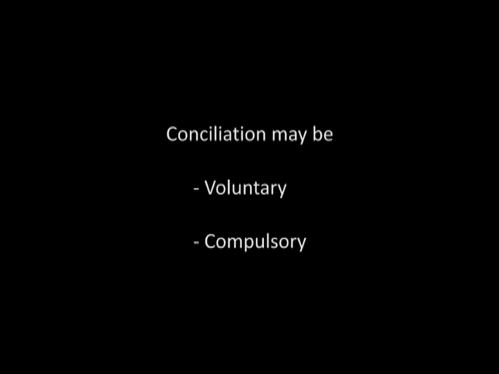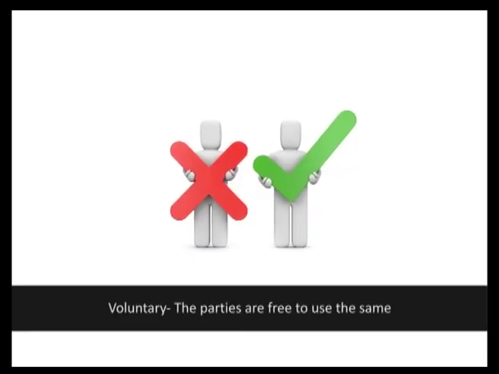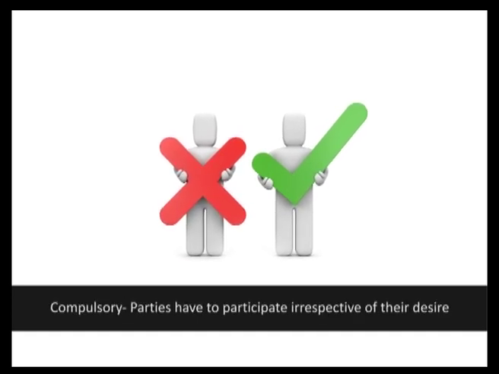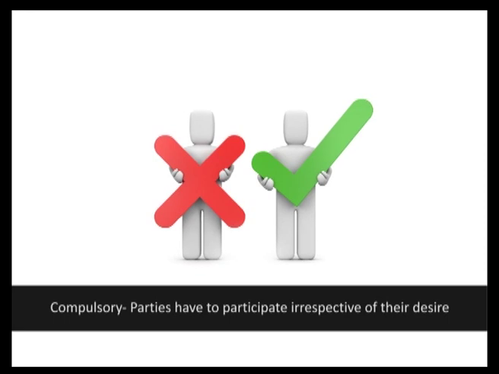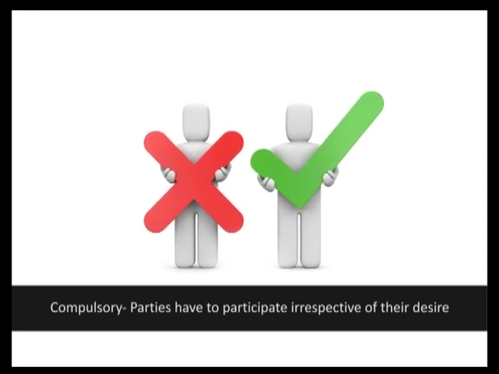Conciliation may be voluntary or compulsory. It is voluntary if the parties are free to make use of the same, while it is compulsory when the parties have to participate irrespective of whether they desire to do so or not. Section 4 of the Act provides for appointment of conciliation officers and Section 5 for constitution of boards of conciliation.